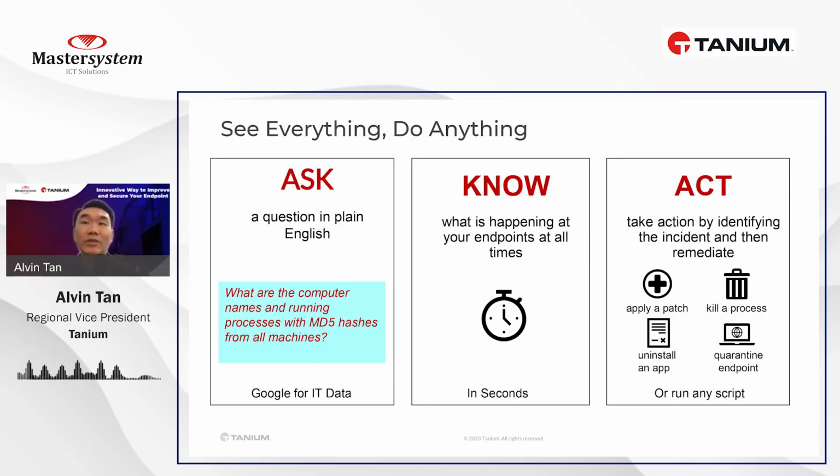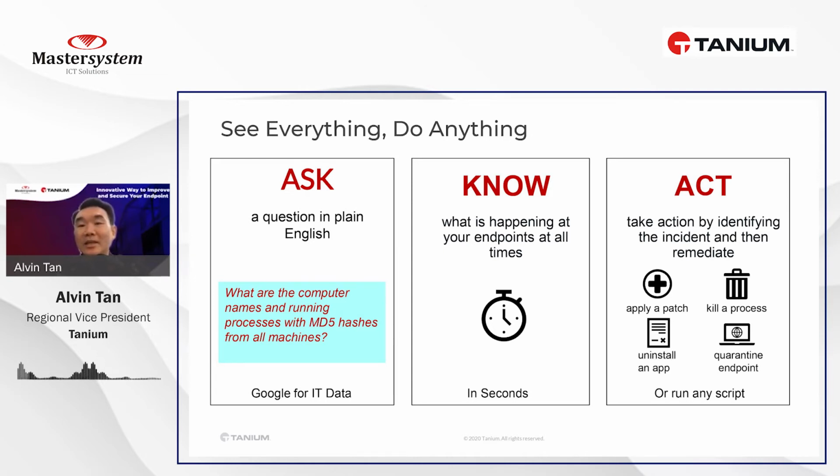So, see everything. This is a demo that Jimmy just did. We can ask any question. What are the computer names and running processes? Okay, so this is very typical. But we could also ask a question: what processes are running today that did not run in the last 30 days? And we will know the answer in seconds. Seconds, right? And this is live. We are not doing this through a database. We know this answer live.